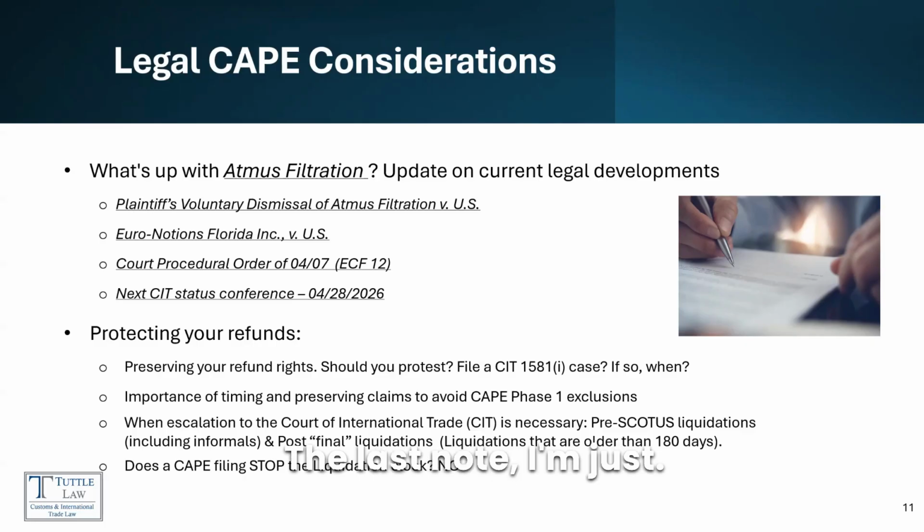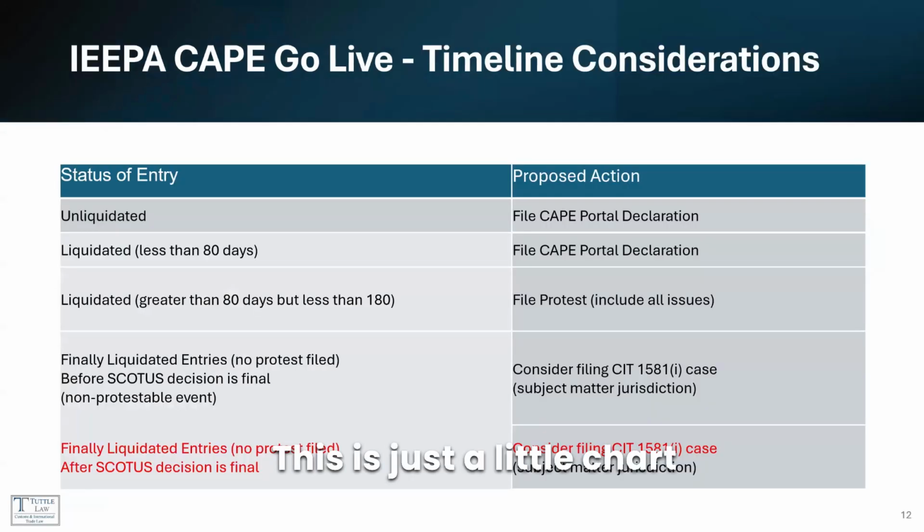The last note, God, I wish I could highlight it in red: filing an entry on CAPE does not stop the liquidation clock. So if you haven't gotten your refund and all of a sudden you're getting close to that 180-day post-liquidation window, my recommendation is file a protest. This is just a little chart on different timeline considerations. You can file CAPE on unliquidated, or liquidated less than 80 days. You can file a protest if it's less than 180 days post-liquidation, but anything beyond that, you need to consider filing a Court of International Trade 1581(i) case.